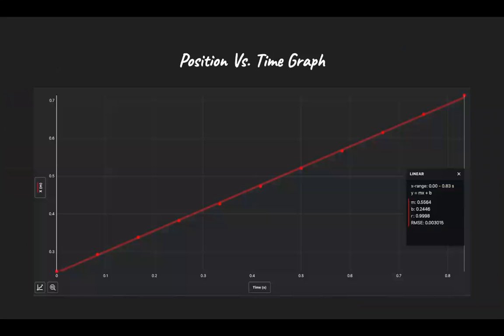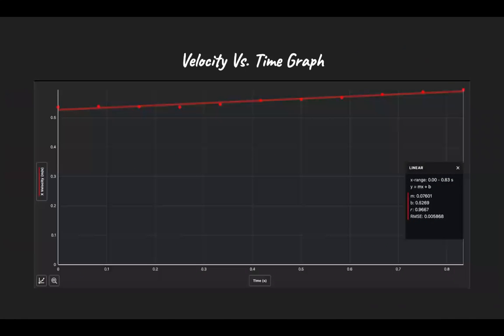Here we have our position versus time graph, which has a positive slope with a constant velocity that is also positive. And here we have our velocity versus time graph, which is also positive and has a constant increase in acceleration. As you may see, there are some points that are below the linear line, which resulted from some bumps that the skateboard experienced while going down the ramp.